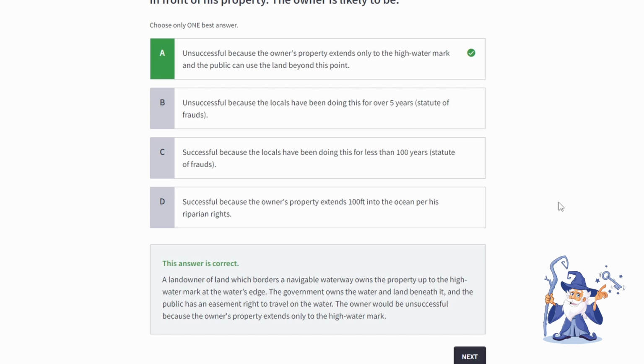You need to be familiar with these water rights, obviously, because maybe you guys are watching this video in Florida or other areas where you're maybe surrounded by water, things like that. It comes up all the time. So they really want you to be familiar with this kind of stuff.